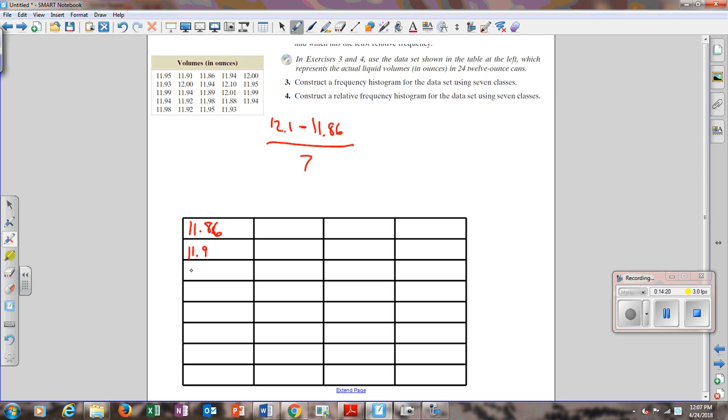Add 4. It's going to give me 11.94, 11.98, 12.02, 12.06, and 12.1. This is going to go to 11.89. I'm real sorry I did that. It was a pain.